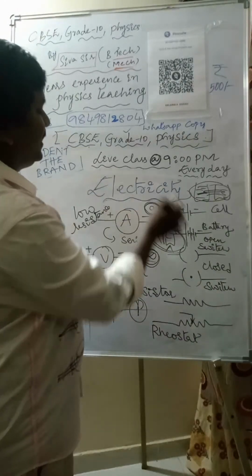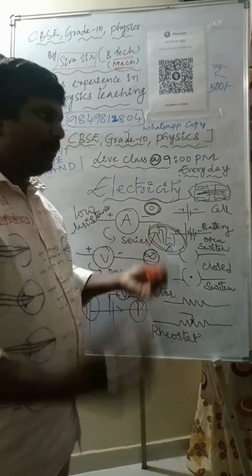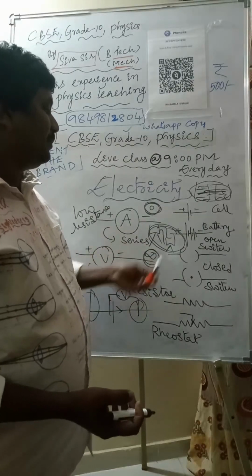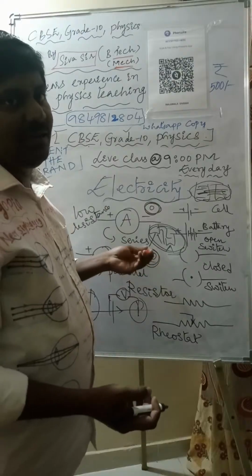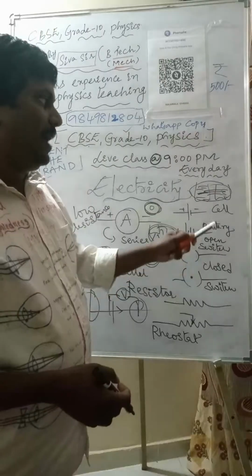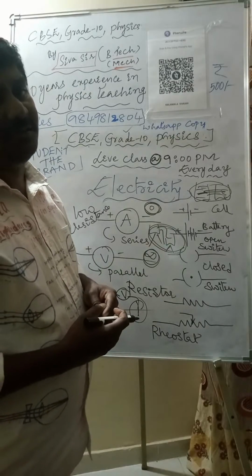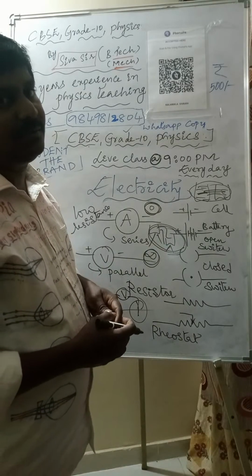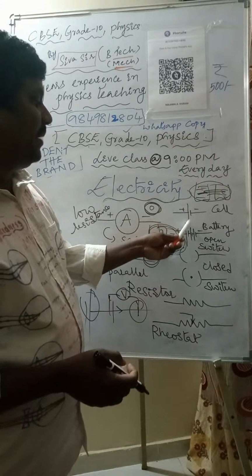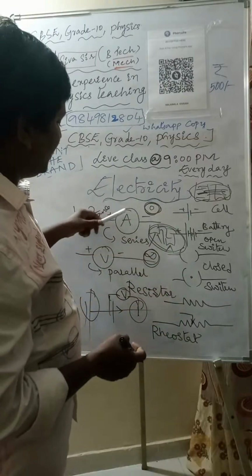If current is passing and you connect the voltmeter in series combination, it does not show any reading, because it opposes the current. It has a resistance, infinite resistance, if you are taking an ideal voltmeter. That's why the ammeter should not be connected in parallel combination, and the voltmeter should not be connected in series combination. Clear? This is about the ammeter, and this is about the voltmeter. Clear? Cell, battery, open switch, close switch, resistor, rheostat, and ammeter, voltmeter.